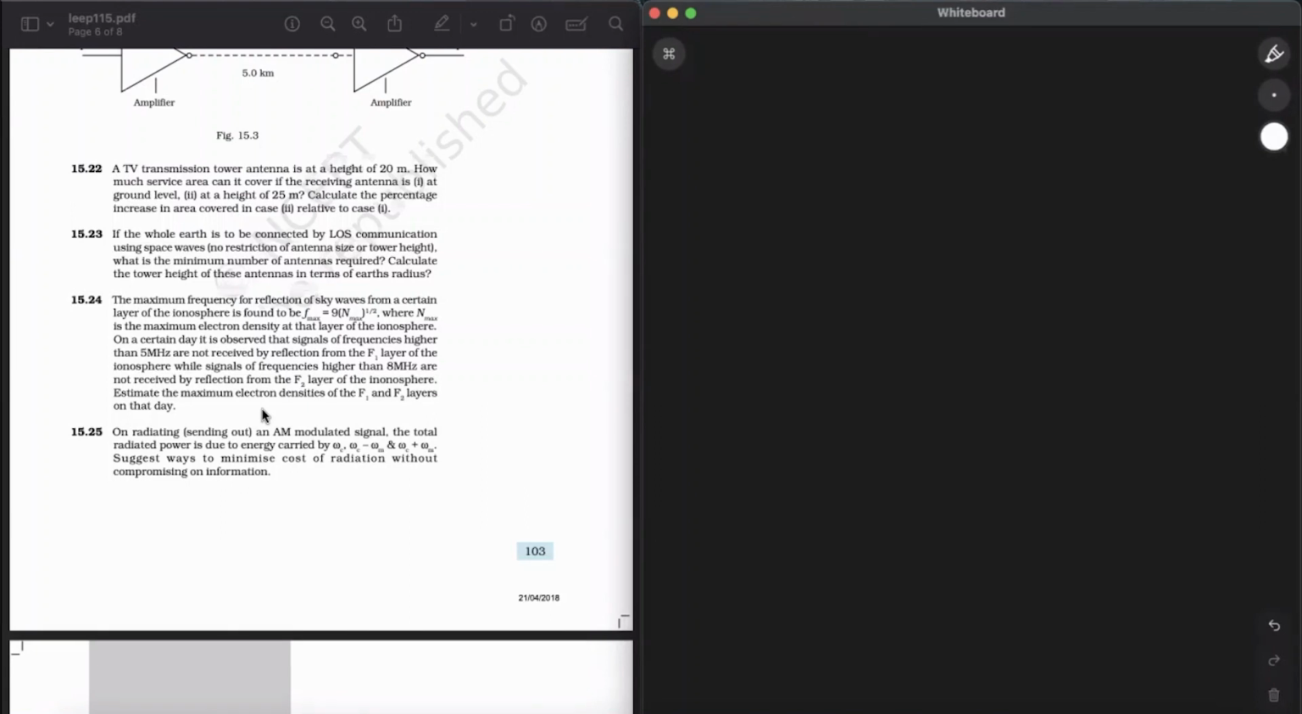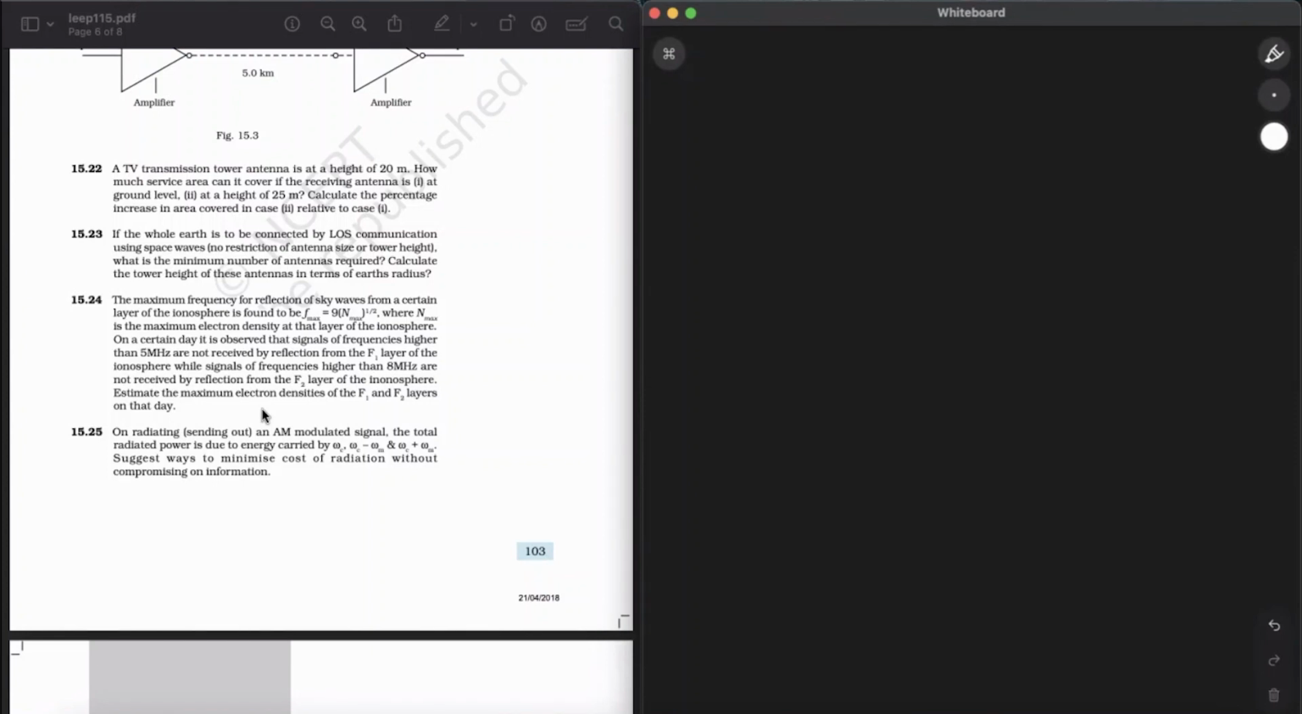Okay. So next question is question number 24. The maximum frequency for reflection of sky wave from a certain layer of the atmosphere is found to be F max equals 9 times square root of N max, where N max is the maximum electron density at that layer of the atmosphere. On a certain date, it is observed that signals of frequencies higher than 5 MHz are not received by reflection from the F1 layer of the atmosphere, while signals of frequencies higher than 8 MHz are not received by reflection from the F2 layer of the atmosphere. Estimate the maximum electron density of the F1 and F2 layers.